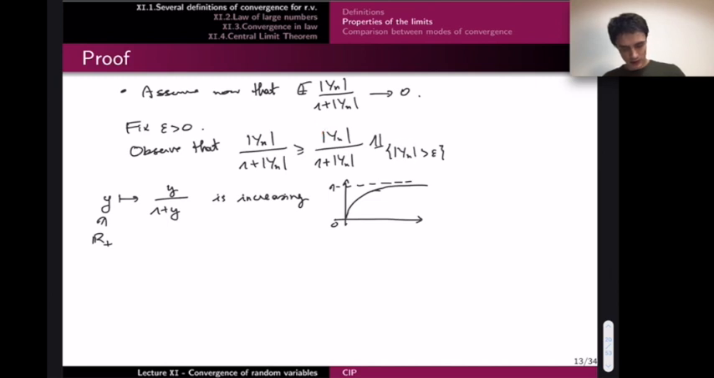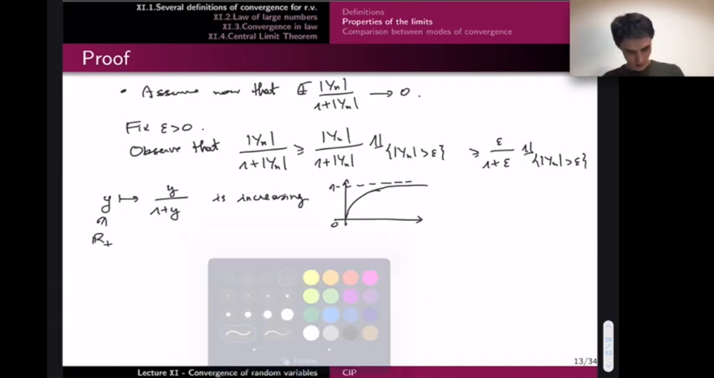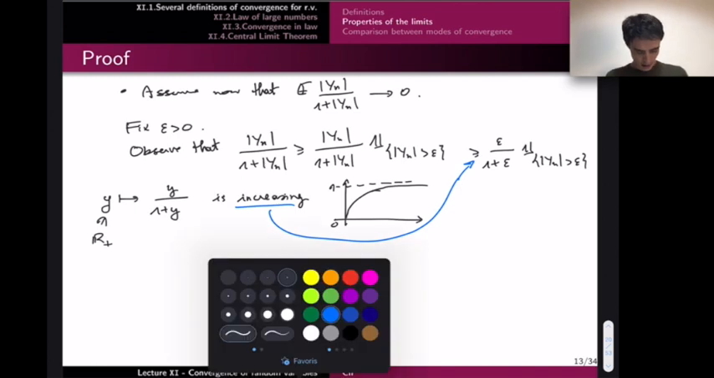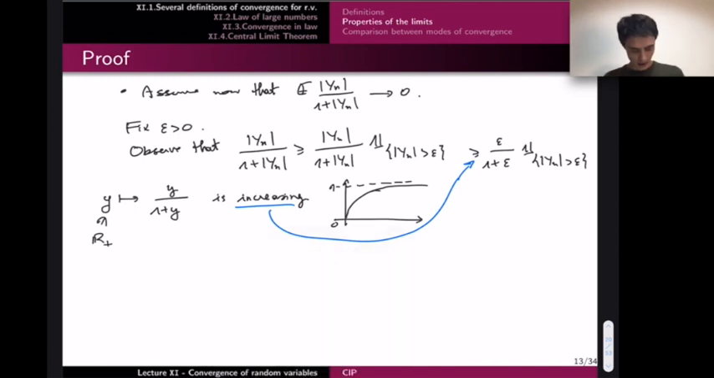And as such, we deduce that, since we know that Yn is greater than epsilon, this quantity will be greater than epsilon divided by 1 plus epsilon. So I will write it here, but that's really a consequence: epsilon divided by 1 plus epsilon times the indicator function of Yn greater than epsilon. We are almost finished here. I'm just pointing out the fact that it's increasing, I'm using this fact here. And now I can conclude. I will take expectations on both sides.